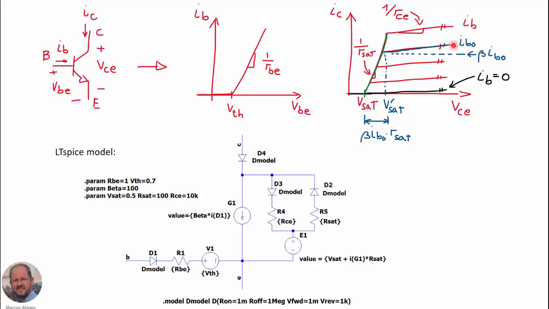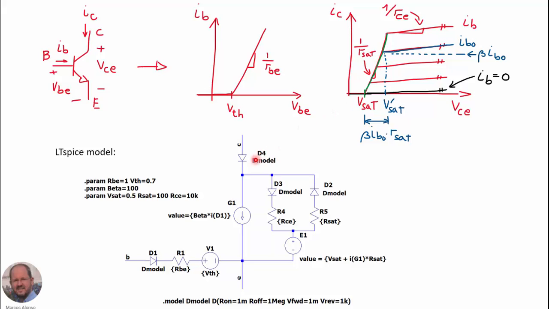And then if the voltage between the collector and the emitter is lower than V sat prime, then this diode here is going to conduct. This other is going to be open, so we have the current source in parallel with the voltage source and the series resistance R sat, and then we will have this behavior here for the saturation region.